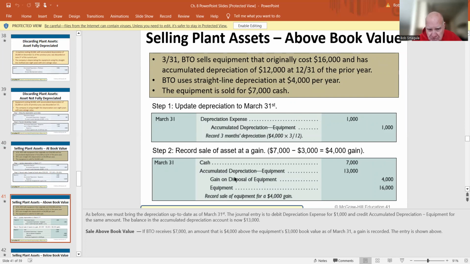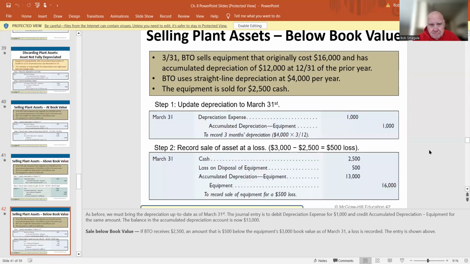Now, here's how the journal entry should look. Now, they're doing it my way. We know we debit cash. We know we debit the accumulated depreciation. And we know we credit the original equipment. You have 20,000 here, 7 and 13. You only have 16 here. Therefore, you have a gain of 4,000. Okay. Book value minus the consideration is your gain or loss.